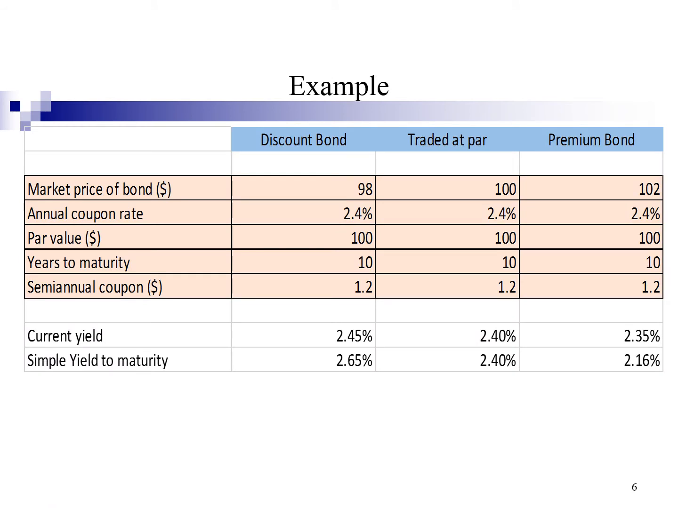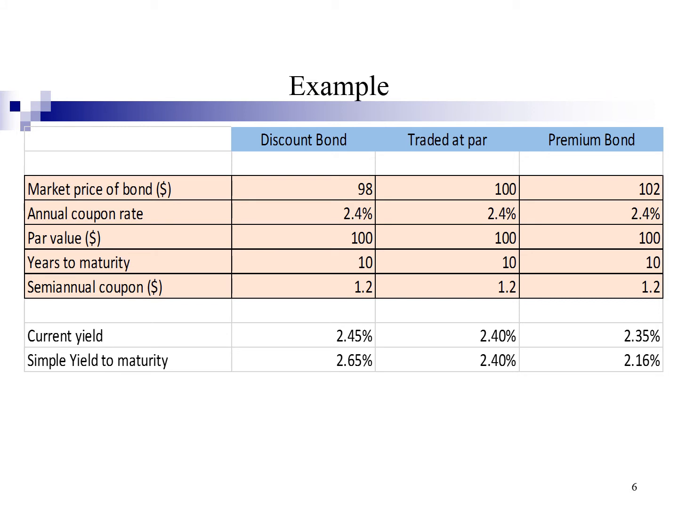Let's take a look at this table. There are three bonds here with different market prices of 98, 100, and 102. The par value is 100. A bond traded below its par value is a discount bond. A bond traded above its par value is a premium bond. The annual coupon rate is 2.4%.